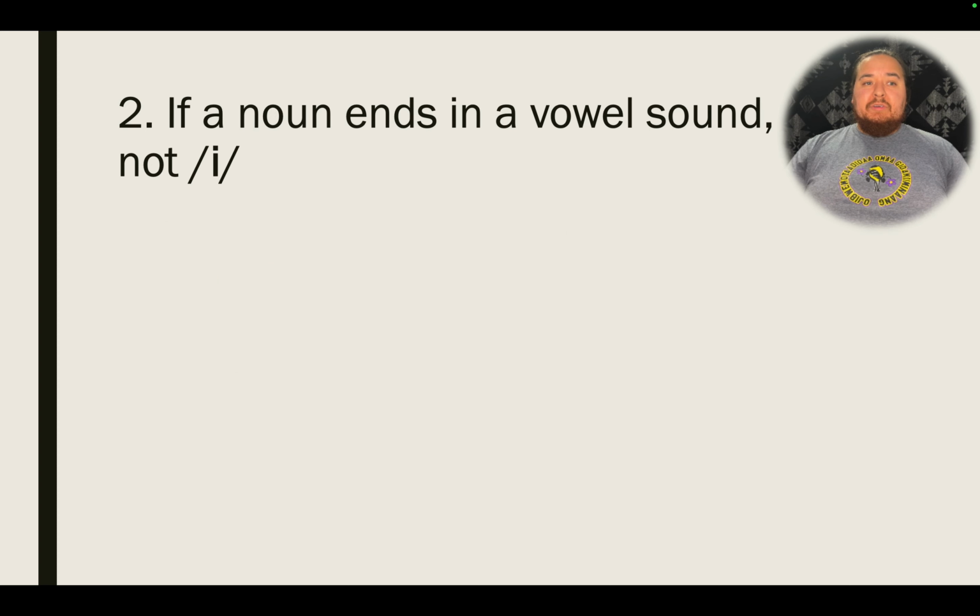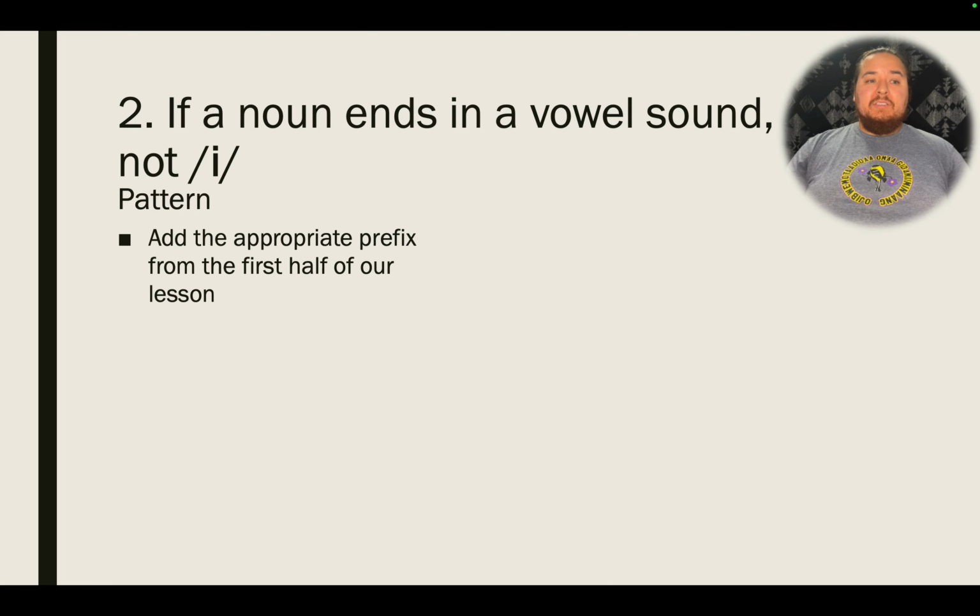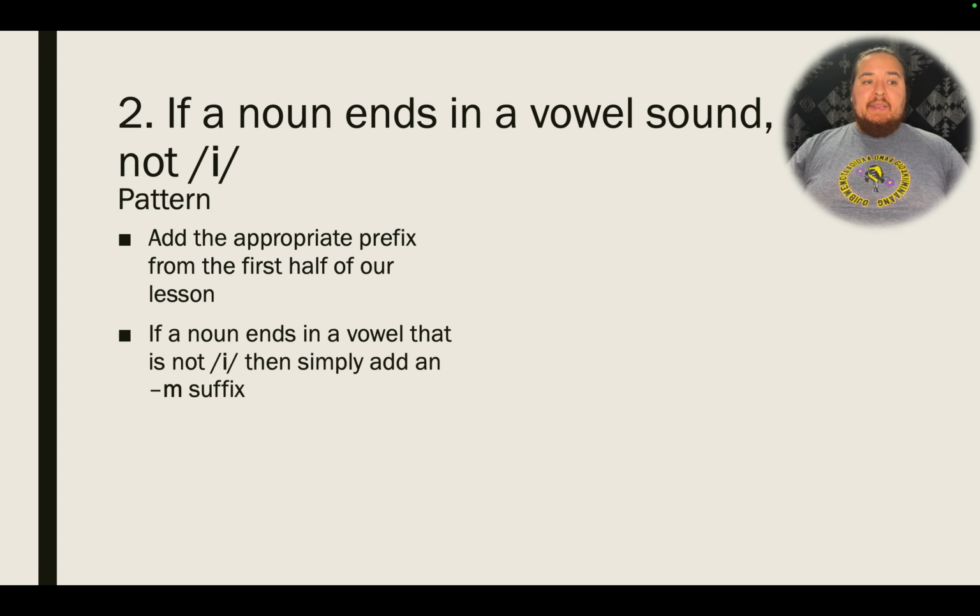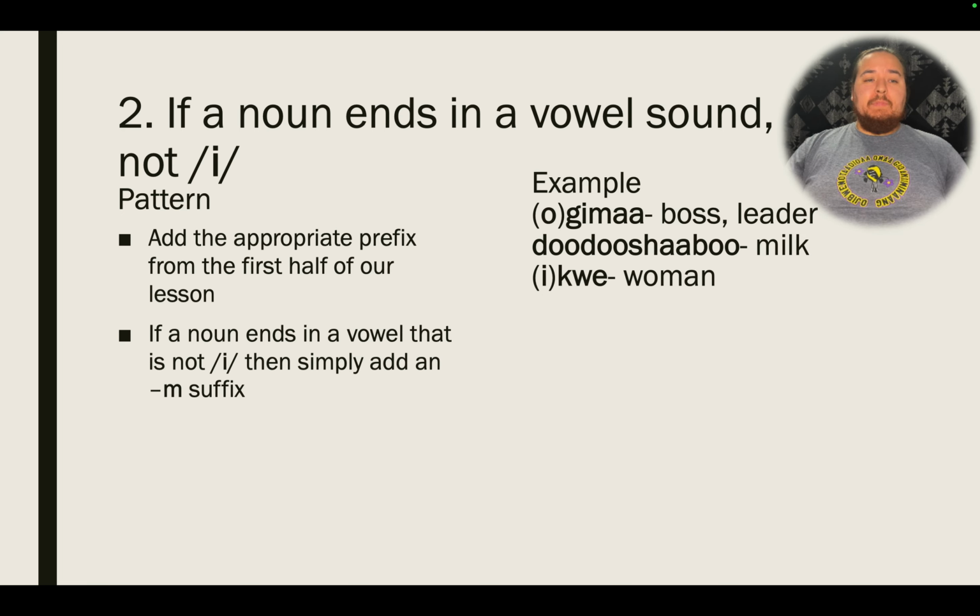So rule number 2, if a noun ends in a vowel sound that's not a single I sound, add the appropriate prefix as necessary from the first half of our lesson. If a noun ends in a vowel that is not I, simply add an M to your suffix. Our examples are gima for boss or leader, dodo shabo for milk, and kwe for woman.